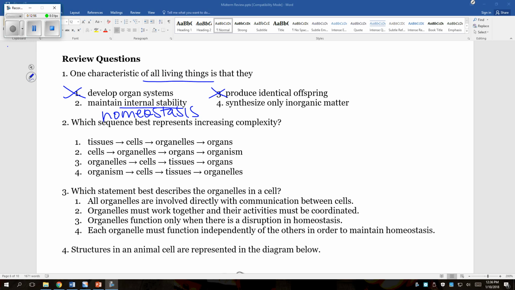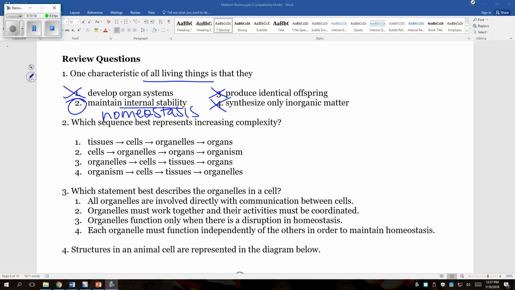And then number 4 says synthesize only inorganic matter. No, we're not necessarily synthesizing inorganic matter. Think about plants, for example. They're able to synthesize organic matter in the form of starch and sugar. So the best answer there is going to be 2.